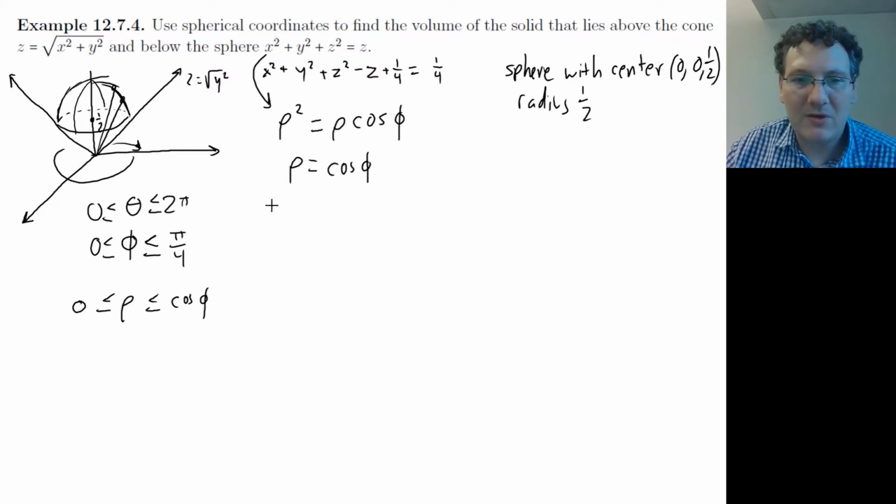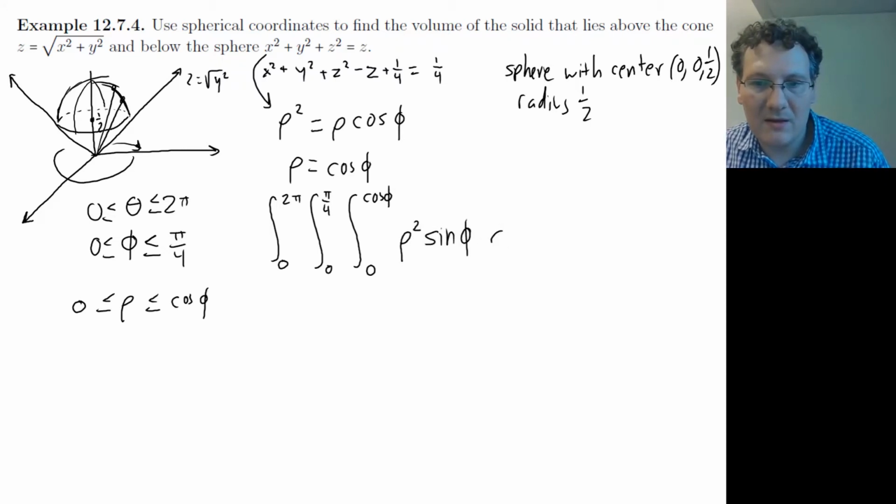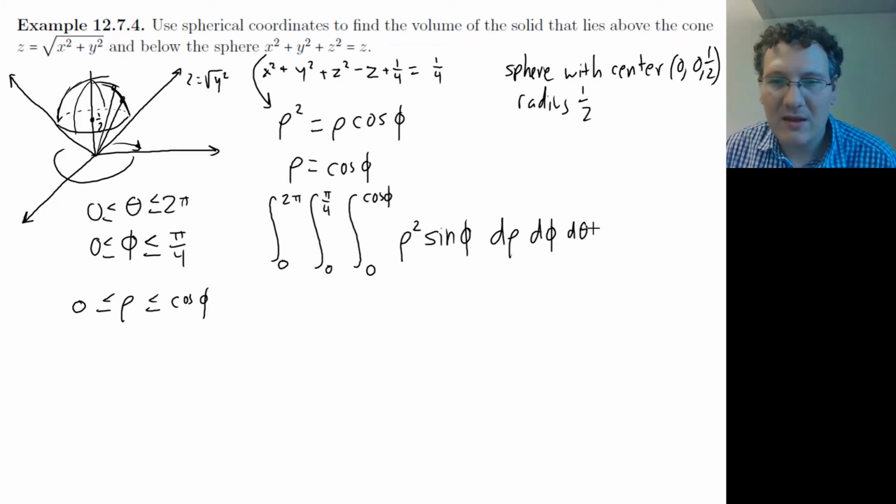So that describes the surface of this snow cone thing, this upper surface, the cosine of phi. So our bounds on theta from 0 to 2 pi, our bounds on phi from 0 to pi over 4. Now the bounds on rho from 0 to cosine of phi. What are we integrating? We're integrating rho squared sine phi d rho d phi d theta, right?